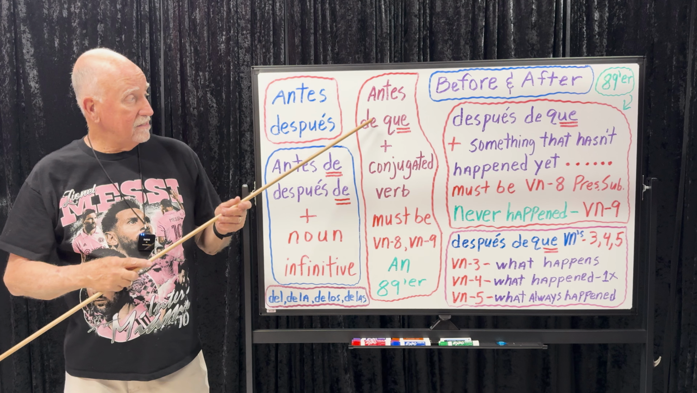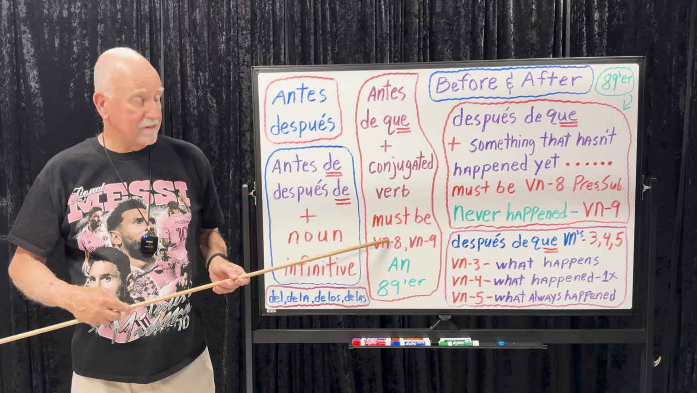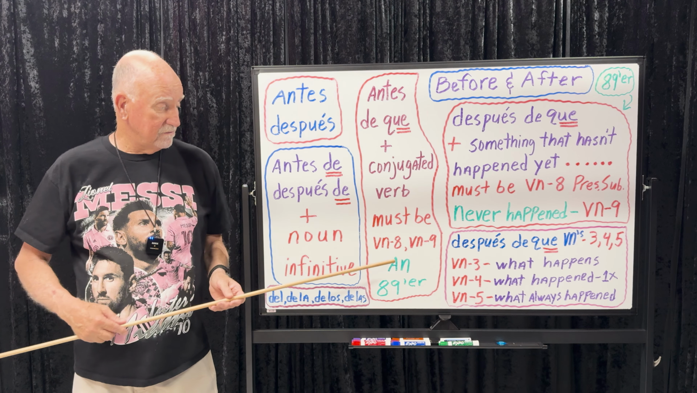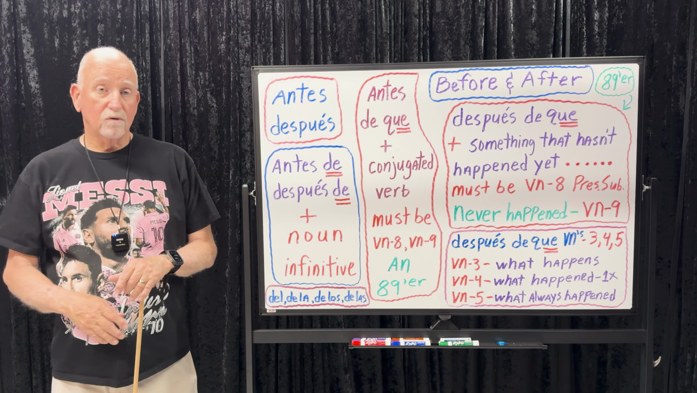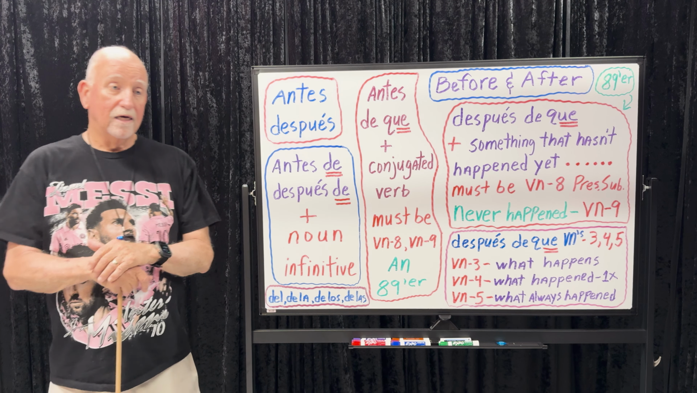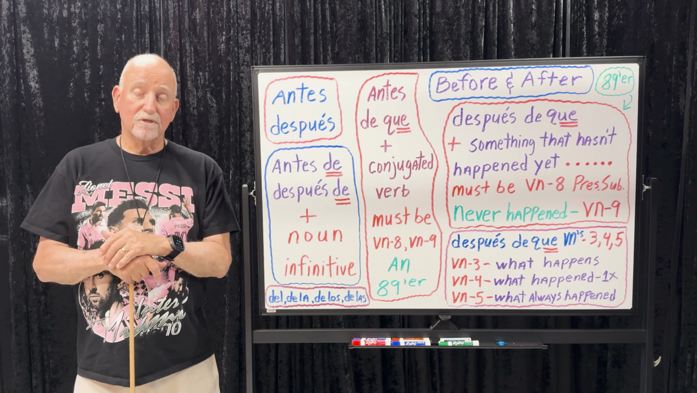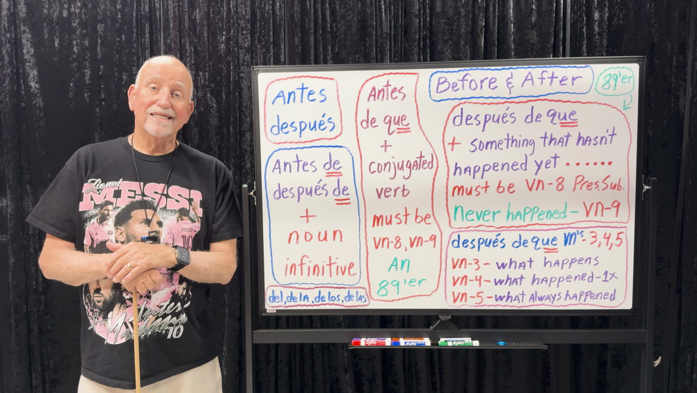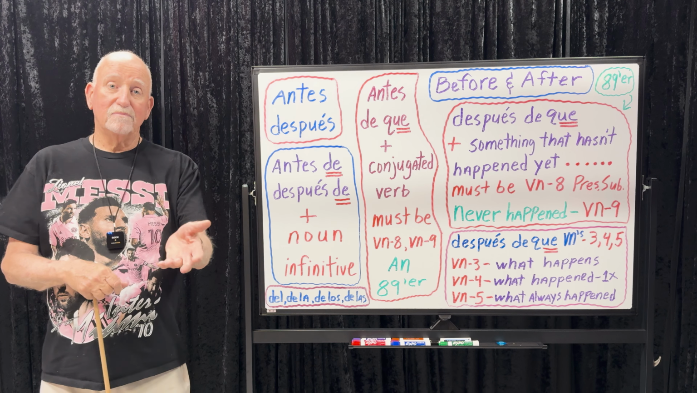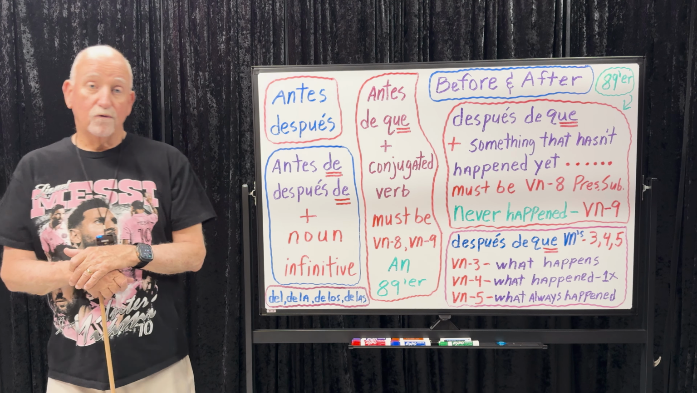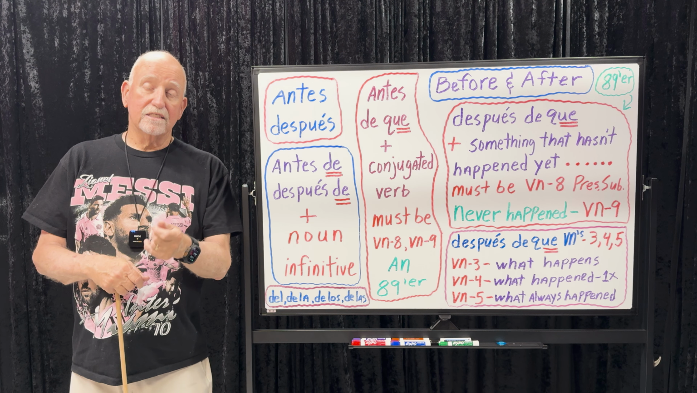Let's go here. Antes de que plus a conjugated verb must be verb number 8, present subjunctive, or verb number 9, past subjunctive. It's an 89er, an 89er. So just make up a phrase, right? Like, before I was born. Well, that's in the past, so we got to go past subjunctive. Antes de que yo naciera. The verb is nacer. How about you got a little niece to be, going to be born. You want to say before she's born. Antes de que nazca. It is a ZC verb.